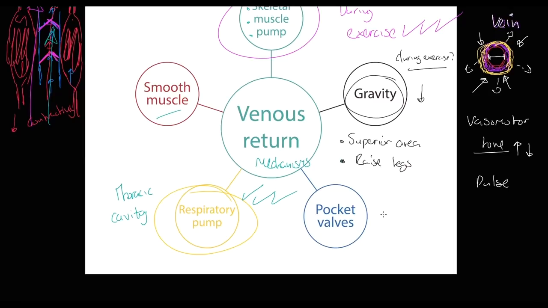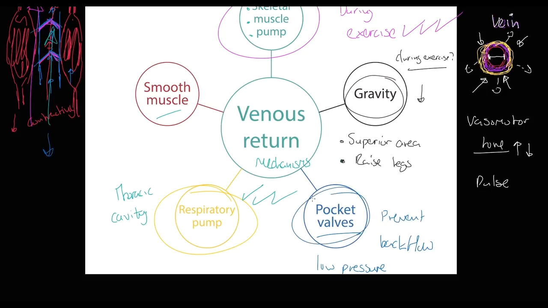And then the pocket valves, of course, they prevent backflow. Now, note that valves are only present in venules and veins. They're not present in capillaries, arterioles, and arteries. They're only present in veins. Why? Because of the low pressure, especially during the diastolic phase within the venous system, the veins, effectively. So that low pressure, and we've seen already what those valves do. They prevent the blood going backwards.